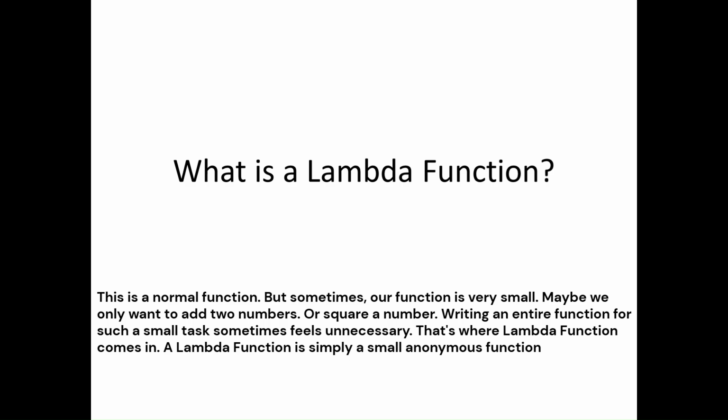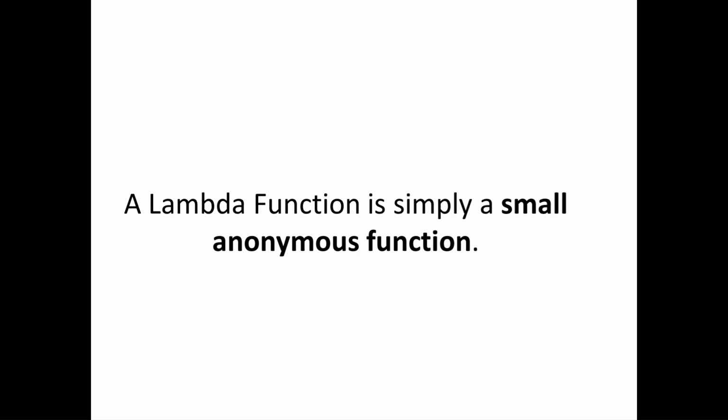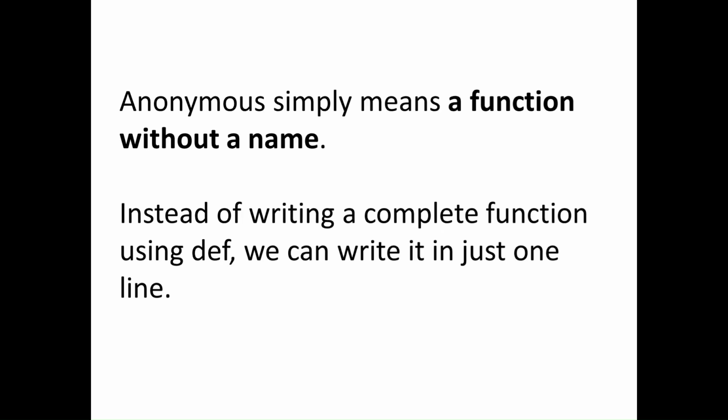A lambda function is simply a small anonymous function. What does anonymous mean? Anonymous simply means a function without a name. Instead of writing a complete function using def, we can write it in just one line.